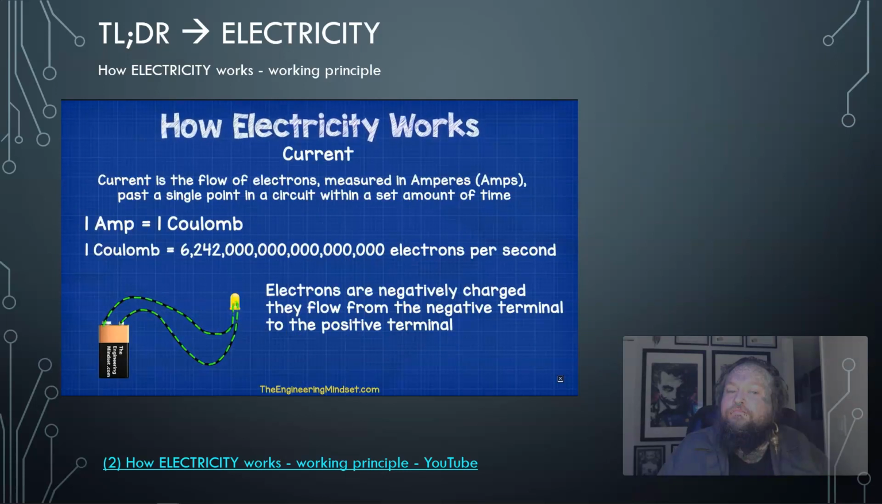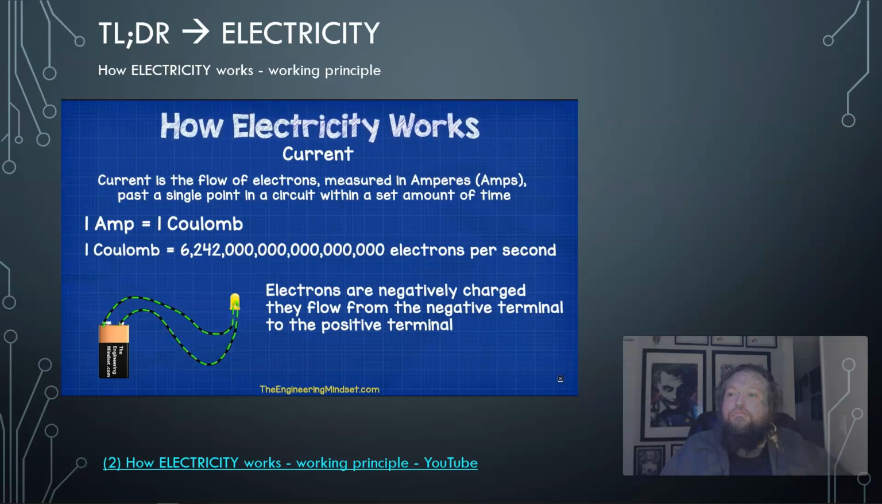Current is the flow of electrons. When a circuit is closed, it means electrons can flow, and when the circuit is open, no electrons will flow. We can measure the flow of electrons just like you can measure the flow of water through a pipe. To measure the flow of electrons, we use the unit of amp.